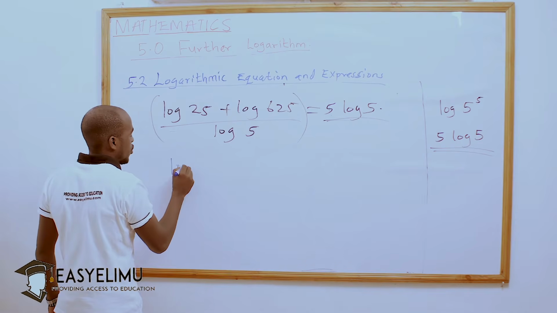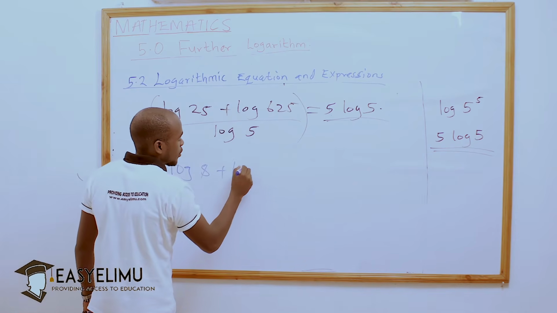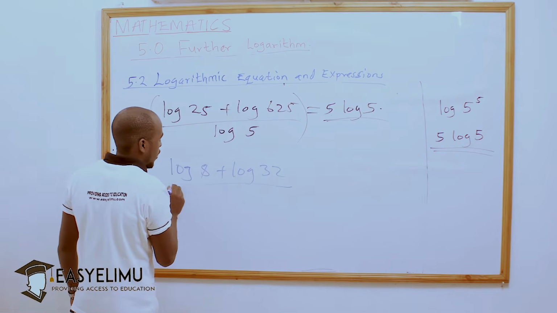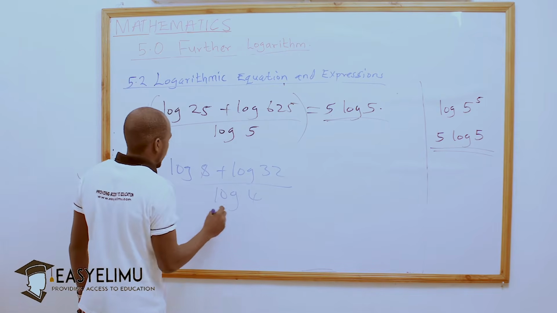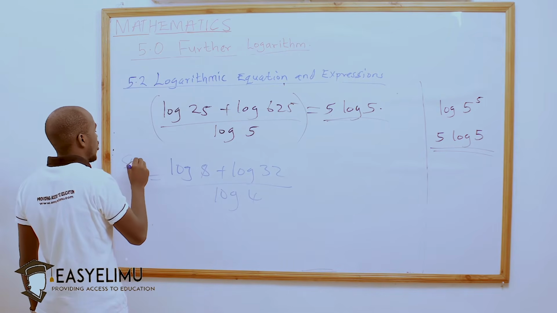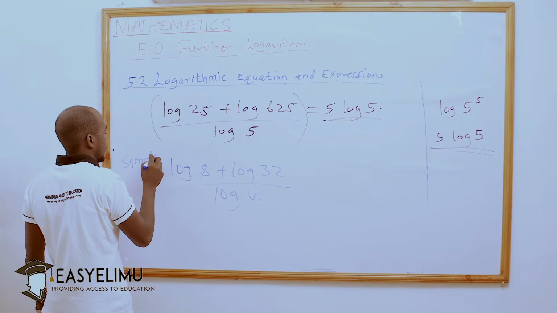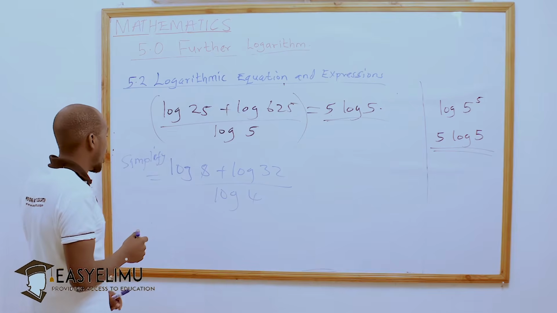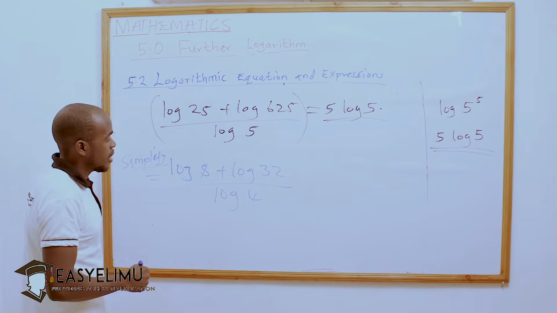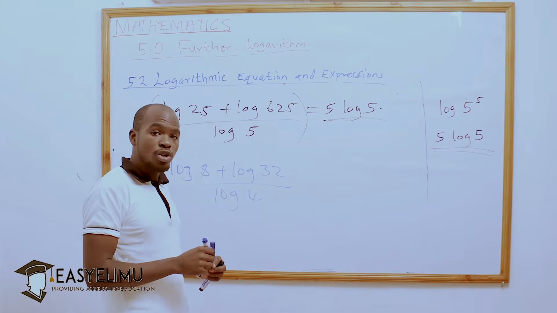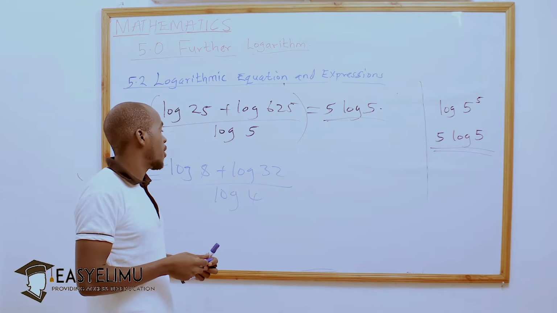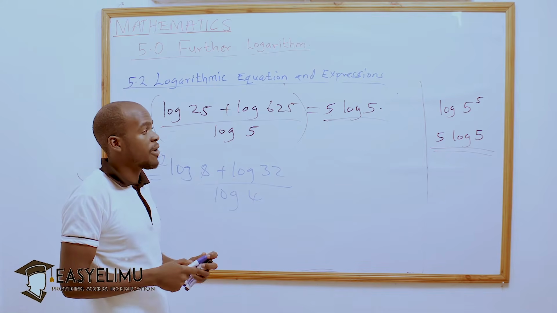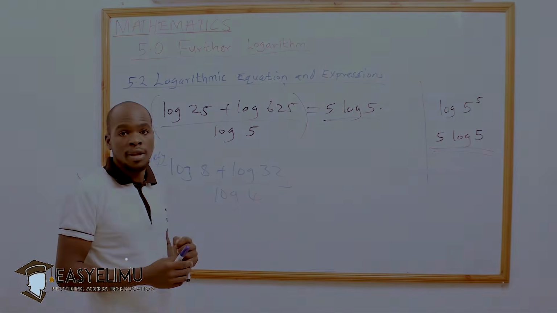Let me give you log 8 plus log 32 over log 4. Simplify. This is a logarithmic expression. I want you to simplify it further and give the easiest, simplest form, so you can simplify and get as I got mine.